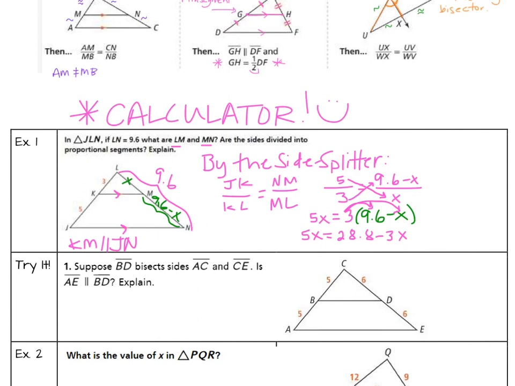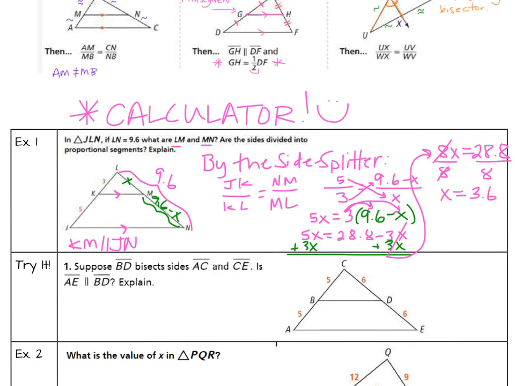Notice I've got x's on each side of this equation. I'm going to move the 3x over, but we're going to add to do so. 5x plus 3x gives us 8x. And then on the right, the 3x's cancel, and we have 28.8. To get x by itself, I'm going to divide. All right, plug that into your calculator. 28.8 divided by 8. You should get a value for x of 3.6.